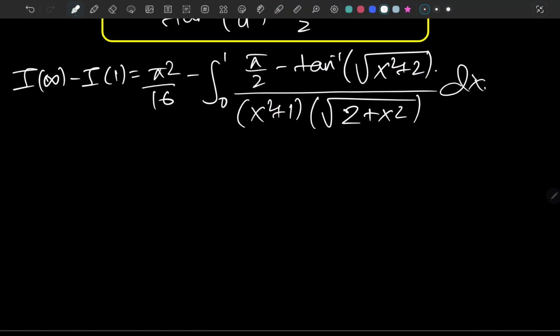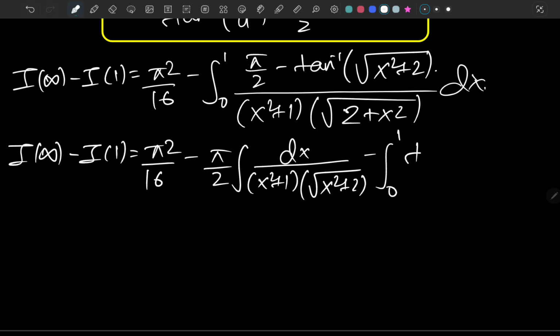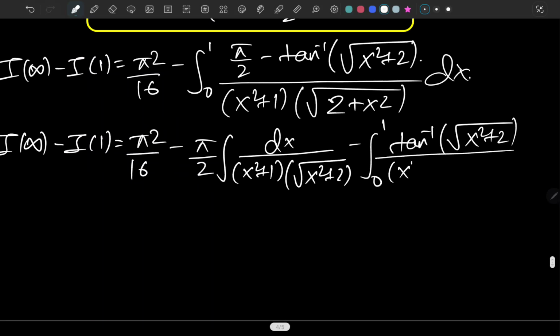So that's going to give us I of infinity minus I of 1, pi squared over 16 minus pi over 2 integral dx over x squared plus 1 times square root of x squared plus 2, minus the integral from 0 to 1 of arctangent of, oh I'm sorry, a radical, square root of x squared plus 2 over x squared plus 1 times square root of 2 plus x squared dx.